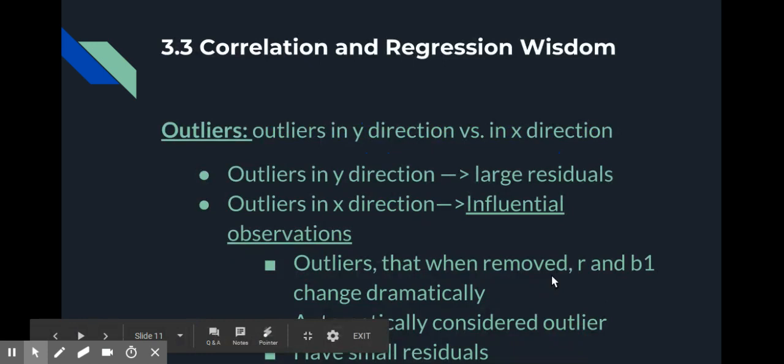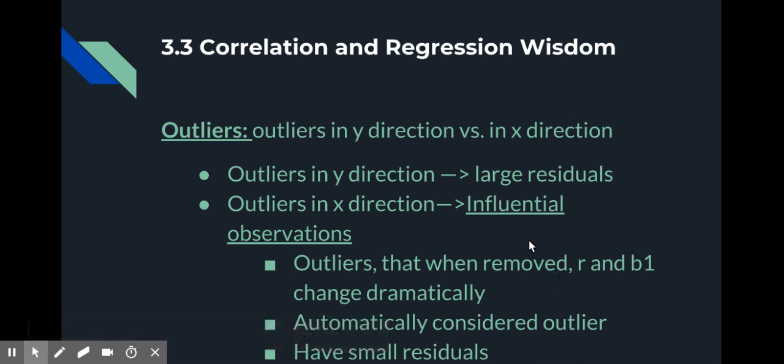So correlation and regression wisdom, this just has to do with outliers. An outlier is an observation that lies outside the overall pattern. Points that are outliers in the y direction will have large residuals. So again, this is y minus y hat. And then points that are outliers in the x direction will not have large residuals.